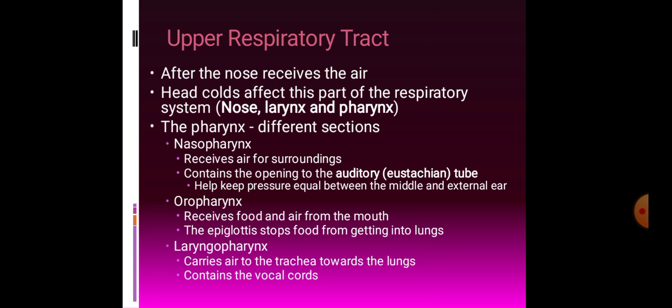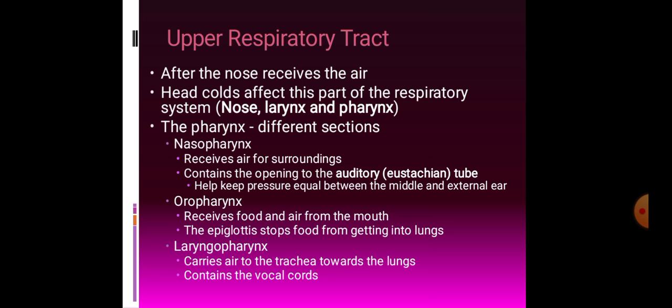The pharynx has different sections: nasopharynx, oropharynx, and laryngopharynx. In the nasopharynx, the air is received from the surroundings, and it contains the opening to the auditory tube and helps to keep the pressure equal between the middle ear and the external air.